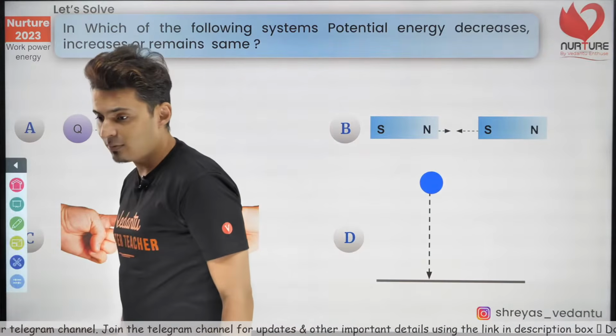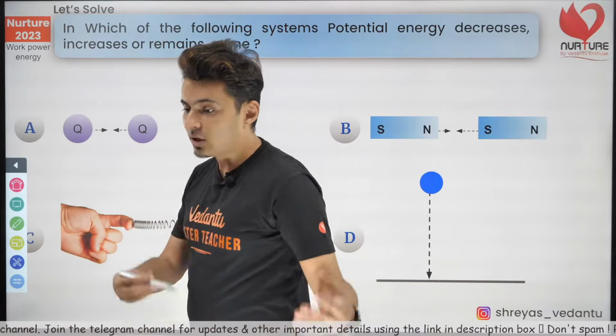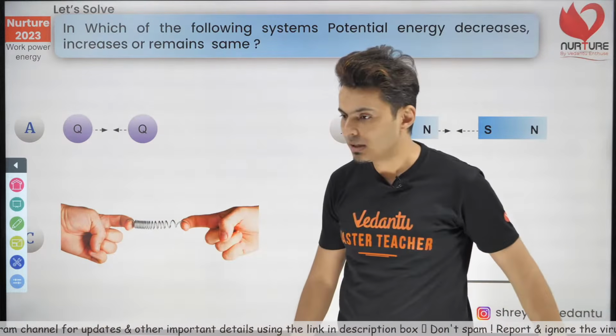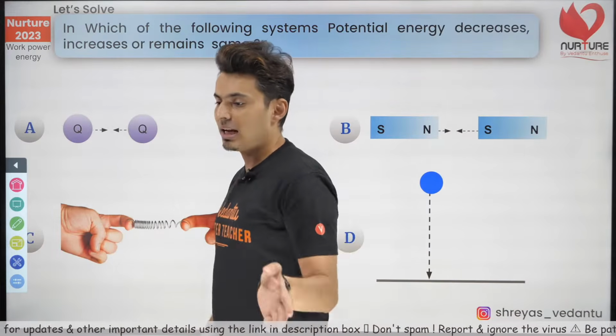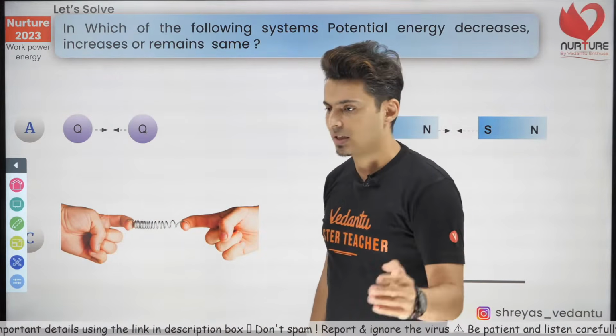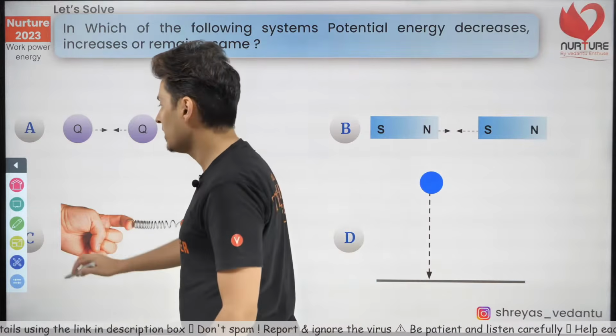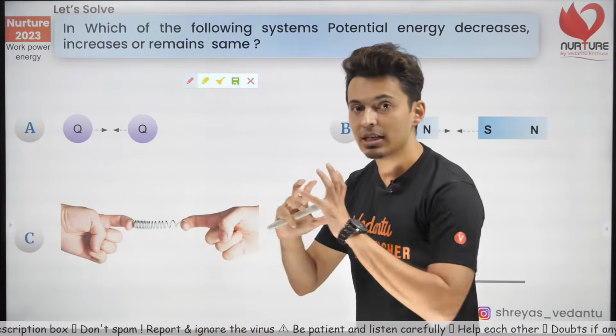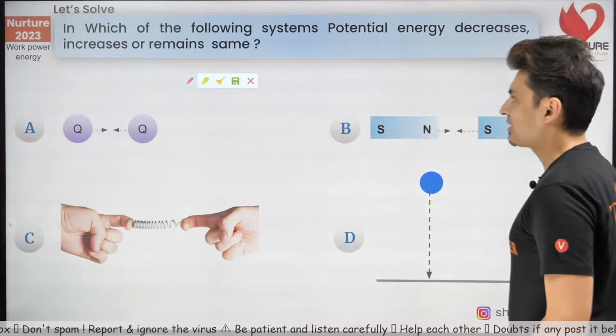Okay, so somebody is saying for D it decreases. Jagdish, you have to tell me for which one it increases or decreases. So for compression or elongation from the natural length, it will be half Kx square, irrespective of whether it is compression or extension, because you are anyways deforming it. So yes, it will be plus half Kx square.